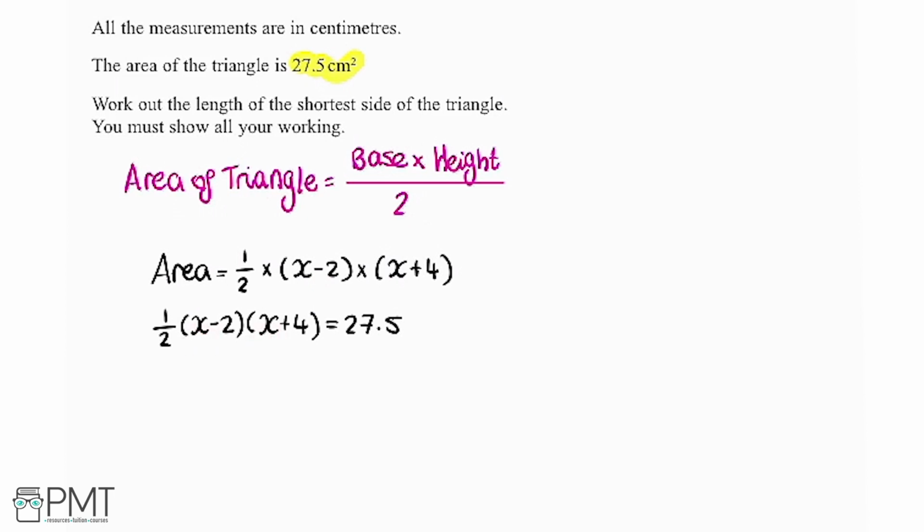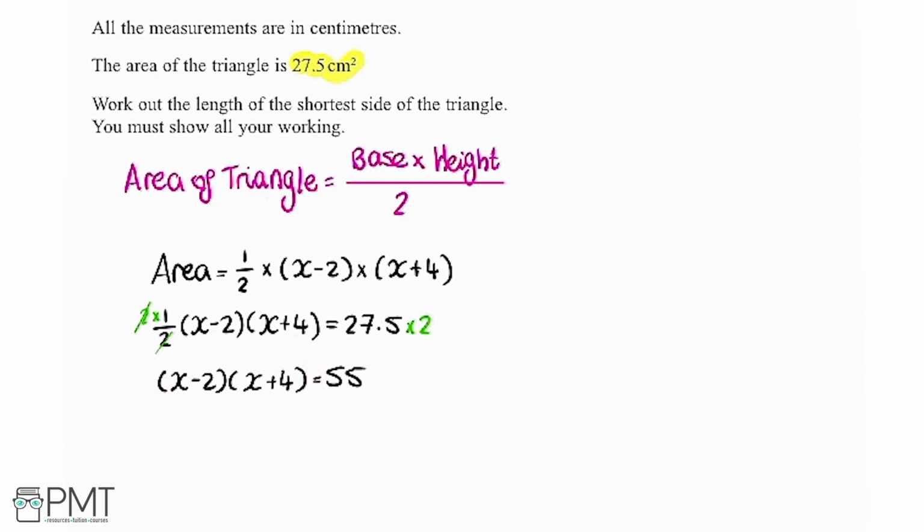Now we've got an equation we can solve to find out the value for x. Okay, first thing, I don't really like this half here. So what I'm going to do is multiply both sides by 2. So if I do that, we're going to have 2 times over here and then multiply by 2 here. You see what can now happen is we can cancel these 2's. So on the left hand side, we're just going to be left with x minus 2, x plus 4, equaling 27.5 multiplied by 2, which is 55.